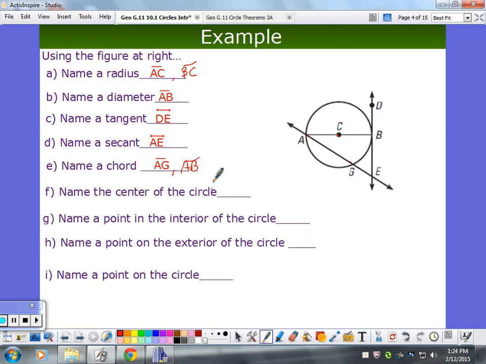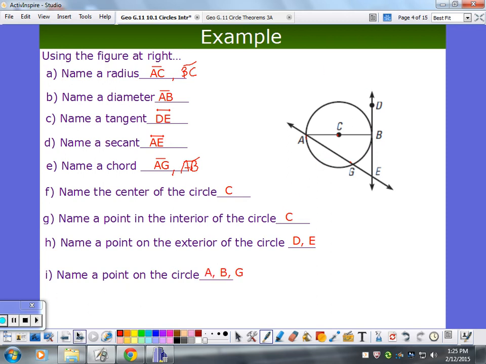Name the center. Where's the center? C. Not a trick question. Name a point on the interior of the circle. Christian: C. Name a point on the exterior of the circle. Ravi: E. Got any others? Right, we have a few different ones. Name a point on the circle. Jack? We get it, right?